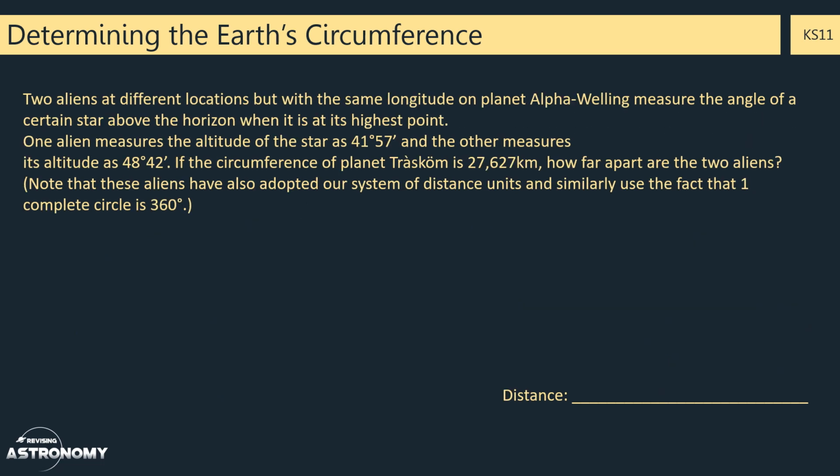And finally, our final question: two aliens are at different locations, but with the same longitude on a planet. They measure the angle of a certain star above the horizon when it's at its highest point. One alien measures the altitude of the star as 41 degrees and 57 minutes, and the other measures its altitude as 48 degrees and 42 minutes. So the first thing we're going to do is work out the difference between 48 degrees 42 minutes and 41 degrees 57 minutes. Subtracting those, we get 6 degrees and 45 minutes.